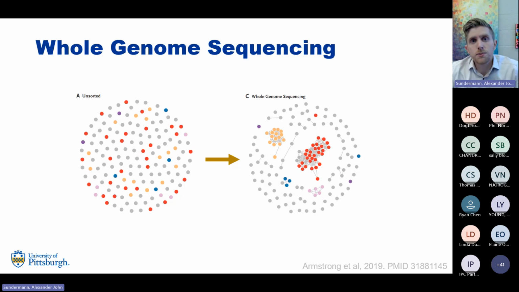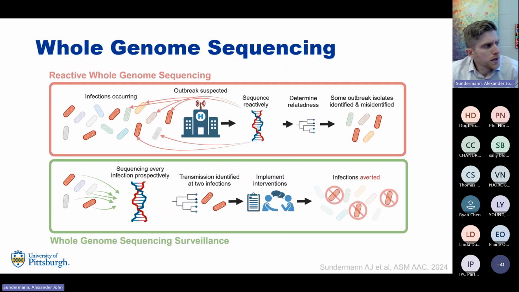But this technology is relatively new. We used to use a technology called pulsed-field gel electrophoresis, PFGE, but only in the past decade or so has whole genome sequencing been used. So how is genomic sequencing used in hospitals? The typical standard approach, this top level right here, is what we call reactive whole genome sequencing.